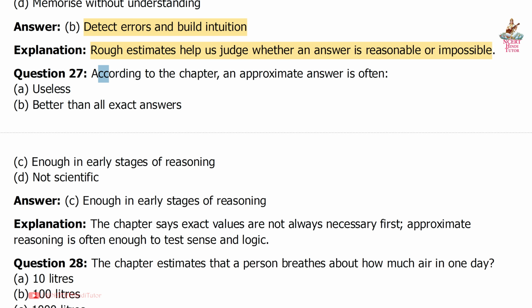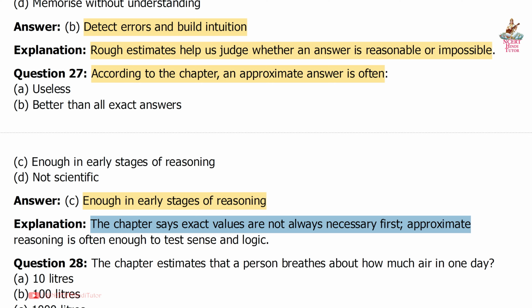Question 27. According to the chapter, an approximate answer is often answer C. Enough in early stages of reasoning. Explanation: the chapter says exact values are not always necessary first. Approximate reasoning is often enough to test sense and logic.